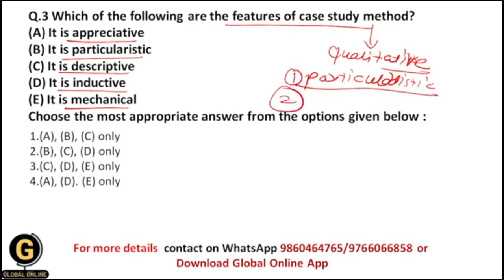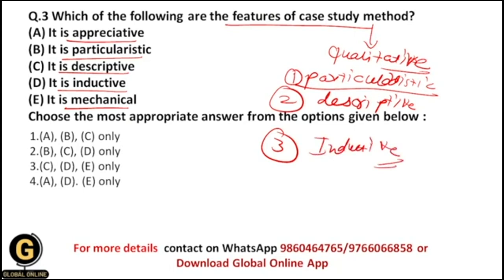The second characteristic of case study is that it is descriptive, because here we study a specific person in detail, and that's why we get the descriptive characteristics or data of that particular person. The third one is that it is inductive. Inductive means that here we observe the person, we get the opinions from the person, and after that, based upon the observations and opinions, we make up a theory, and this is called the inductive approach.